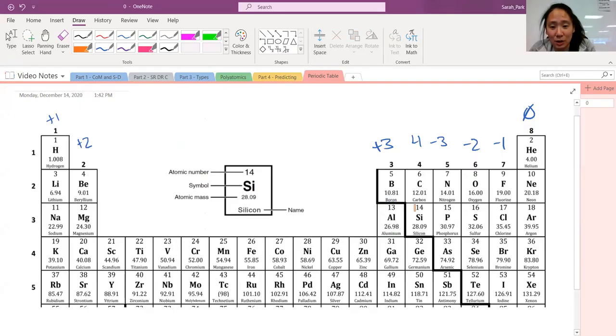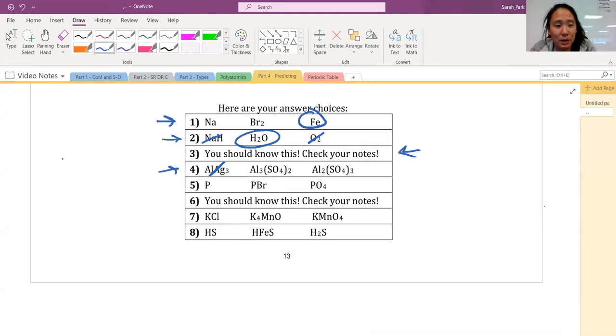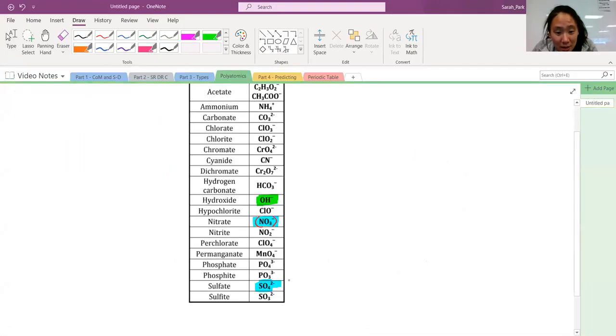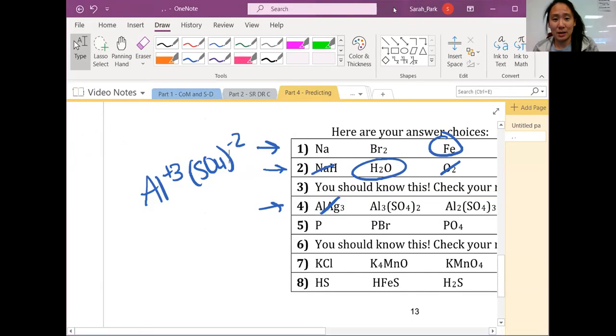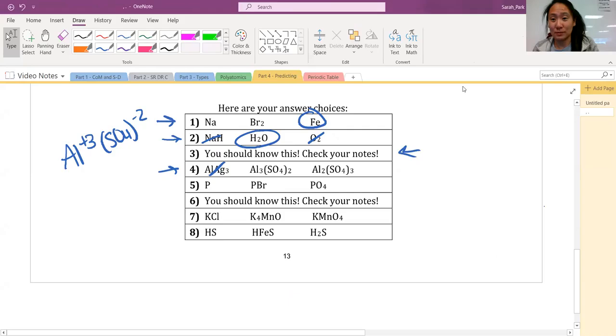Well, I'll pick a totally different color. Aluminum is here, which is what? +3. So I'm going to make a note to myself that aluminum is a +3. Then what? SO4 down here is a -2. So do you see how it's right there? SO4 is a -2. So you got to think, okay, how many of each do I need to make this work? So like, okay, I need another +3 and I need -2, -2, right?